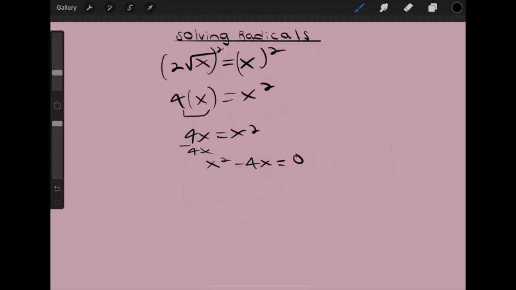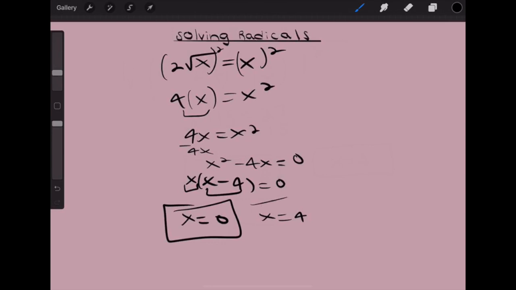Now, we see there's an x squared, and then there's 4x. So now we have to factor this out. And we have x times x minus 4 is equal to 0. Now, if we set both of these equal to 0 to solve for x, we have x is equal to 0, and we have x is equal to 4 after we add this negative 4 over. And so if you plug both of these in, you will see that they work, and they are your answers.